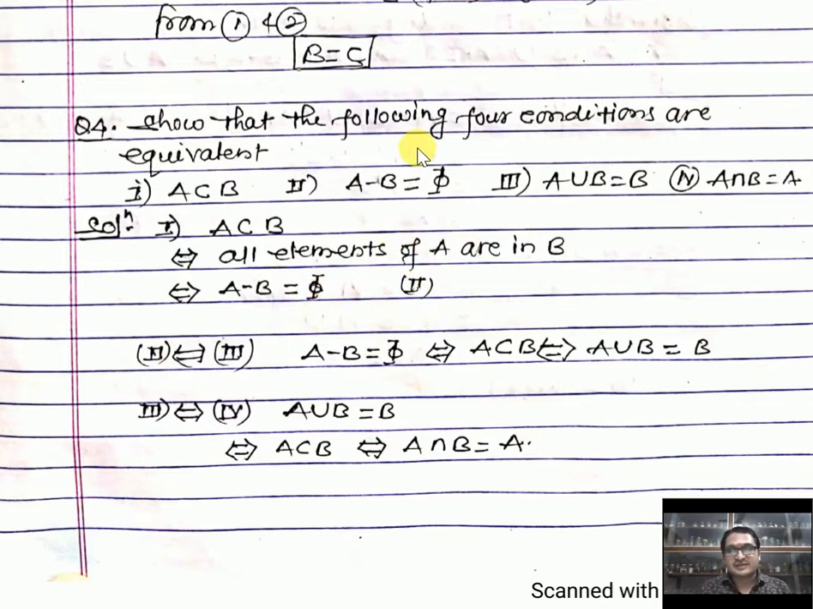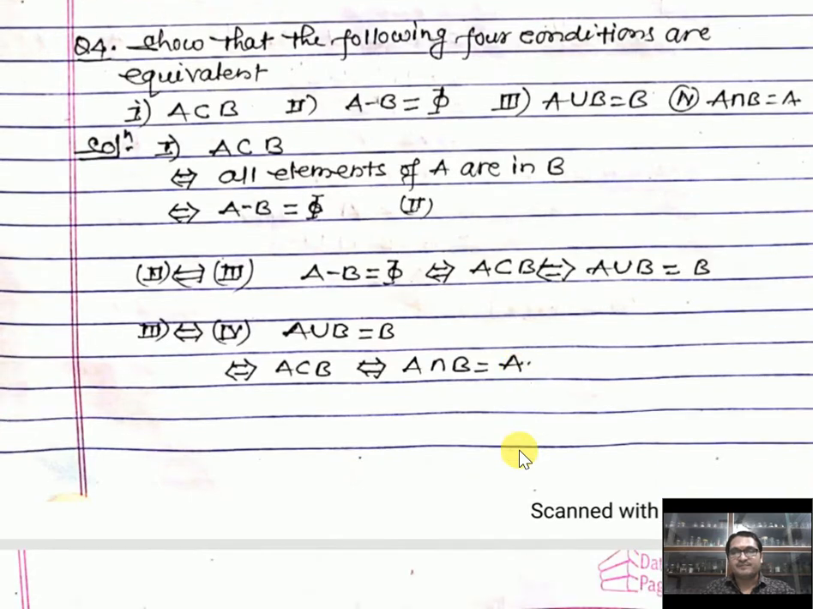Now through the second result, we'll try to bring the third one. A minus B is equal to the null set. This implies that, or if and only if A is the subset of B. If A is the subset of B, then A union B will be equal to B. Now through the third, we'll bring the fourth one. A union B equal to B implies, if and only if A is the subset of B. If A is the subset of B, then A intersection B will be equal to A.